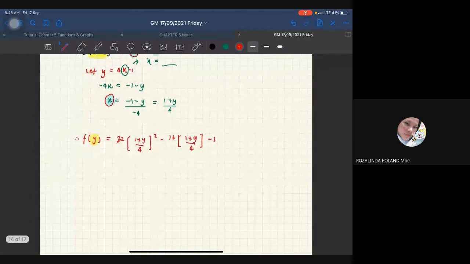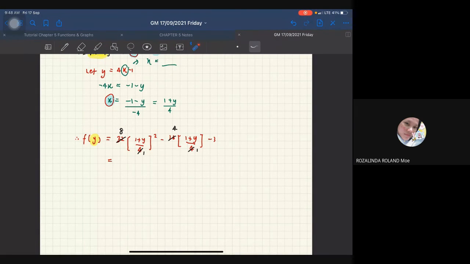Okay, so let's simplify this one. So 32 divided by 4, this one is 8, this one is 1. And then we have 16 divided by 4. So 4, 1, 16 is 4. Okay, so kita akan expand. So, boleh ke saya pecahkan macam tu? Sorry. This one, can I do it like this? No. Oh, okay. So tersilap dekat situ, jangan gelojoh, alright.